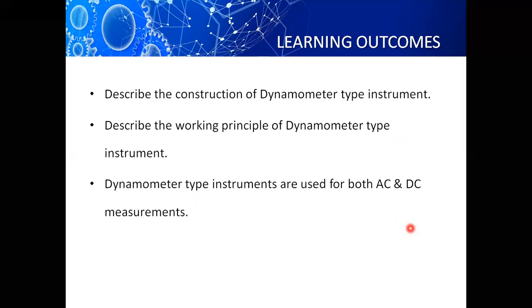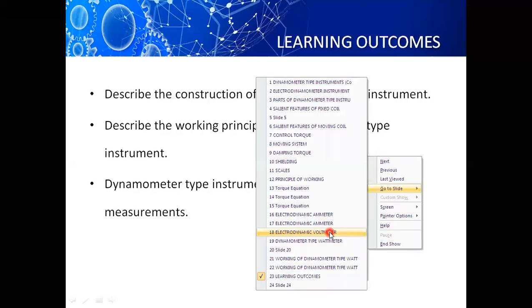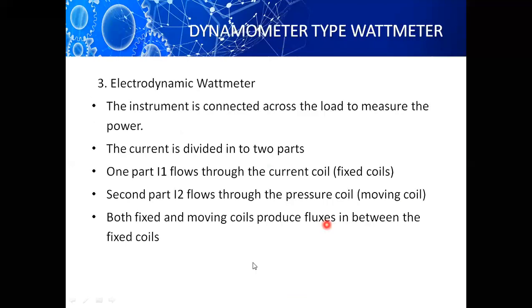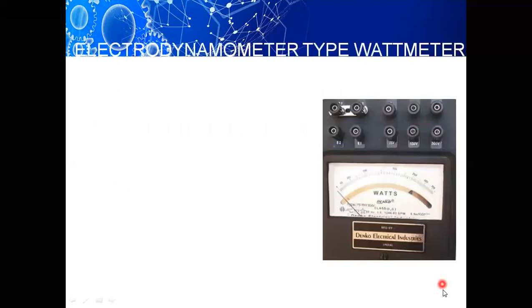So we have seen that while it is used as a wattmeter, the fixed coils are called the current coil and the moving coil is called the pressure coil. That's what I have mentioned in the earlier slide. We'll see why it is called the current coil and pressure coil. It is best suited for wattmeters, and we'll see the image of a wattmeter. This is the image of the wattmeter.